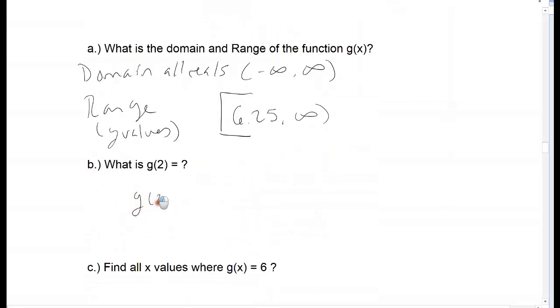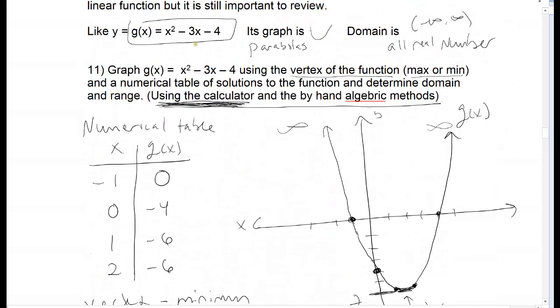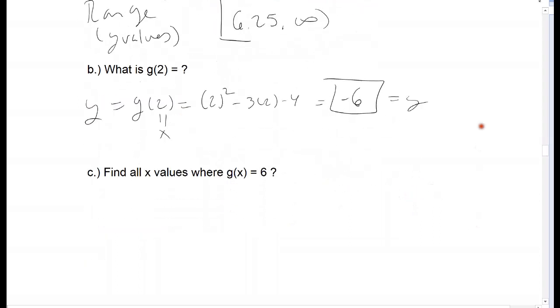Alright, next example, g of 2. Well, let's just plug my x value of 2 in and find what my y value is. And this one I'm just going to use the calculator, so 2, and plug it into my equation. So it's going to be 2 squared minus 3 times 2 minus 4, which I already found earlier, which was negative 6. That was the unique y value that comes out. When I plug 2 in, I get negative 6 out.